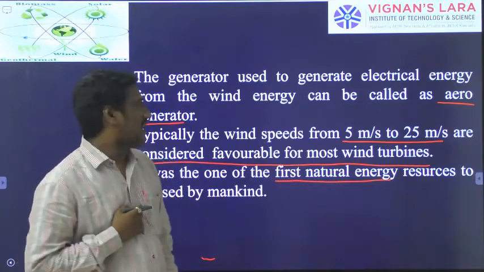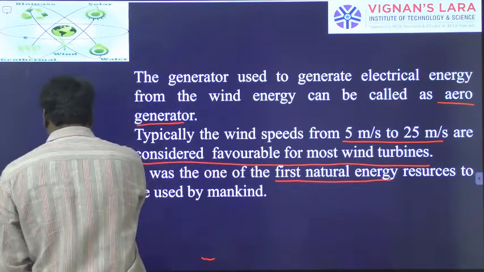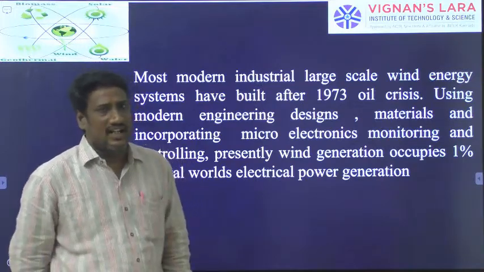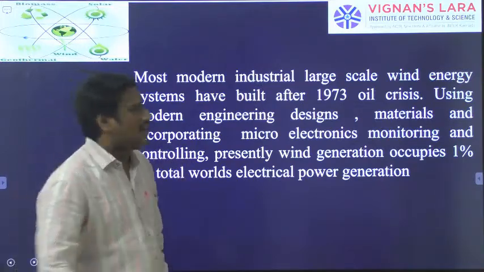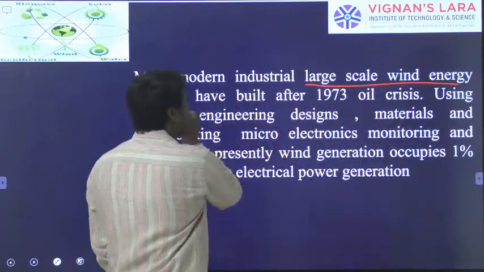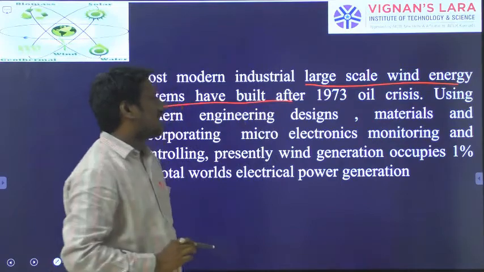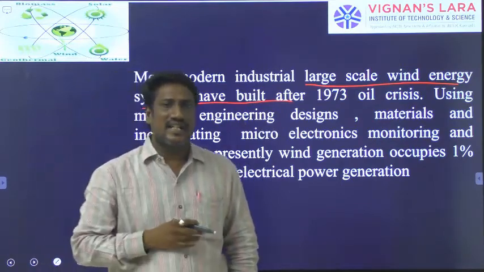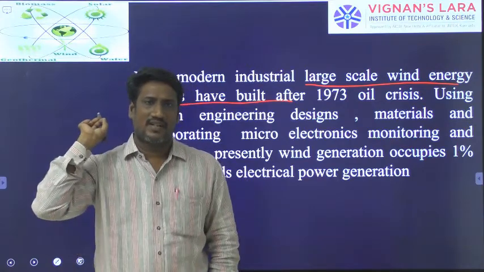To be used by mankind. Most of the modern industrial, large scale wind energy systems have been built after 1973. So already we have seen that. In the year 1970s, there was a big oil crisis.